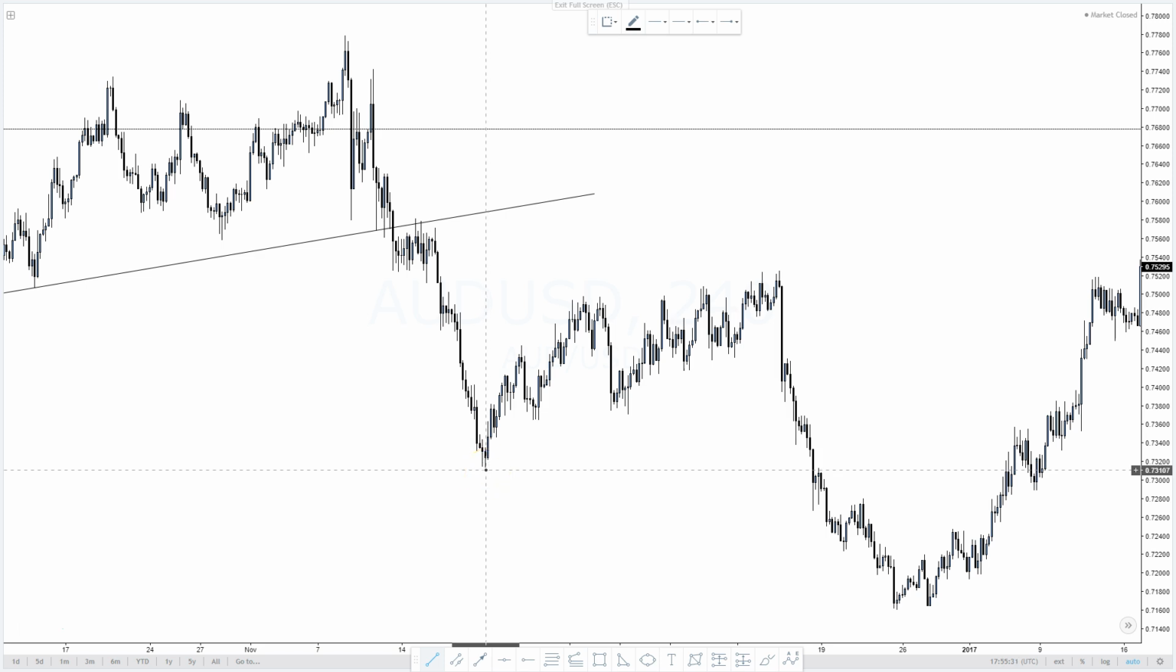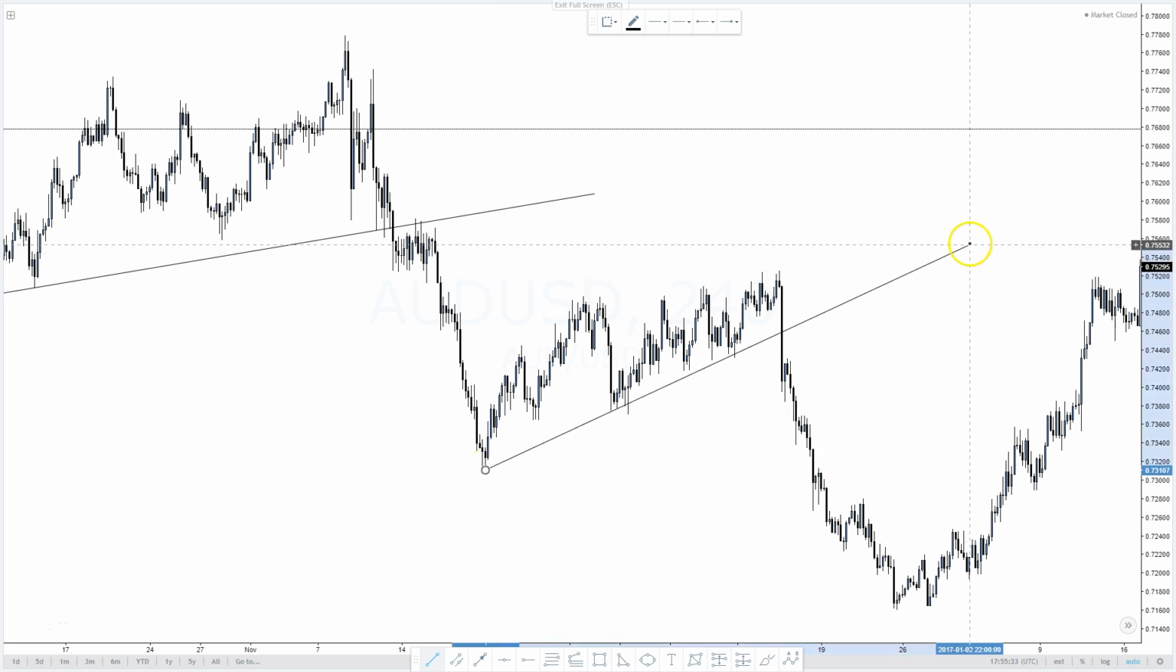This is a counter trend line because we're in a downtrend now. But you guys see the point. Okay.